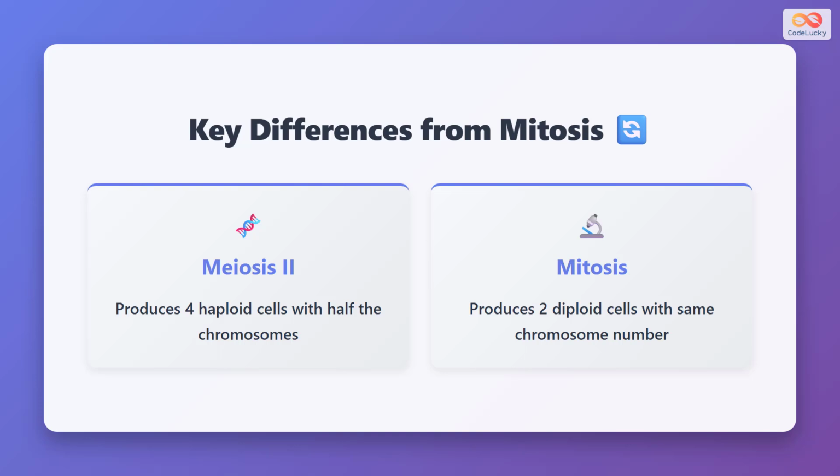It is important to understand the key differences between Meiosis II and mitosis. Meiosis II produces 4 haploid cells, each with half the number of chromosomes as the parent cell. In contrast, mitosis produces 2 diploid cells that have the same chromosome number as the parent cell. While the mechanics are similar, the outcomes are fundamentally different.